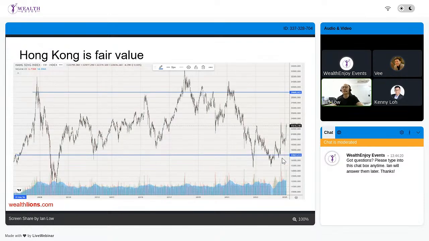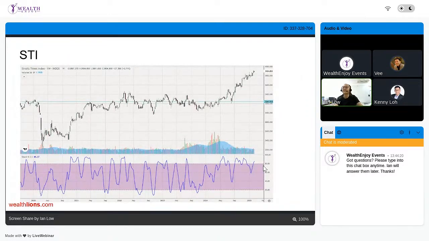Likewise, Hong Kong is also fair value. It's somewhere halfway between my two lines here. So last year was a better time to go in as an investor. Now I don't think I'll go in, but again, there are a few counters like Mapletree Pan Asia Commercial Trust, and also Mapletree Logistics as a proxy to enter. Now this is STI.